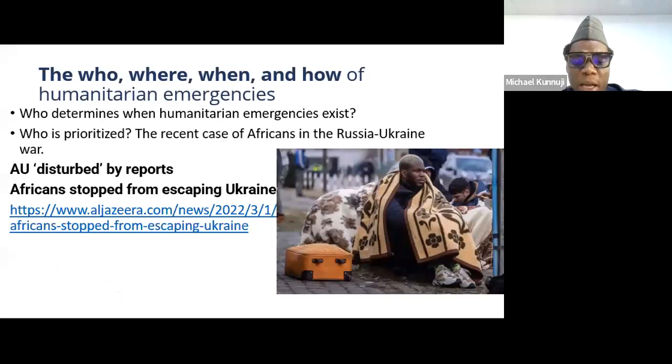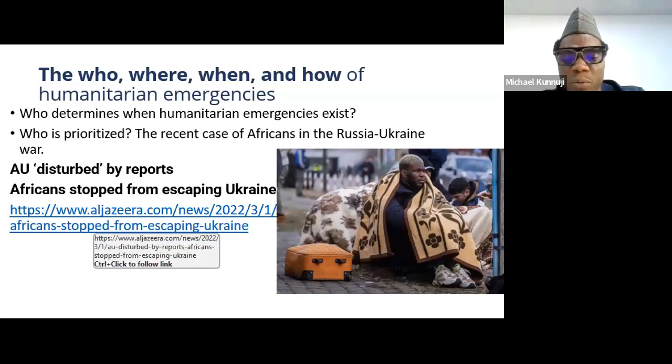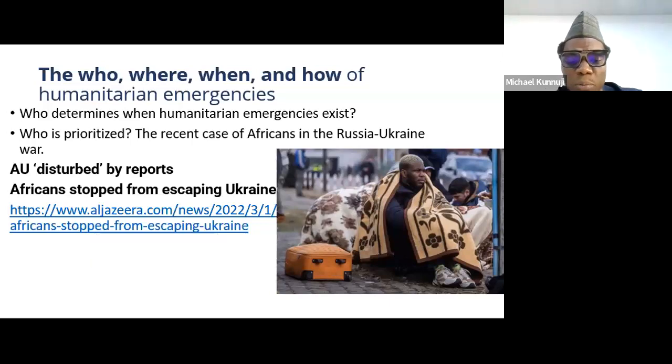So exploring the who, the where, the when, and how of humanitarian actions helps us understand how coloniality plays out in different humanitarian contexts. I mean, we could simply just ask, who determines that there is a humanitarian emergency in the first place? Or we could ask, who is prioritized in humanitarian action? One recent case is the treatment of Africans in the Russia-Ukraine war. And this Al Jazeera news report captures the story well with that title: Africa Union disturbed by reports Africans stopped from escaping Ukraine. Next slide, please.